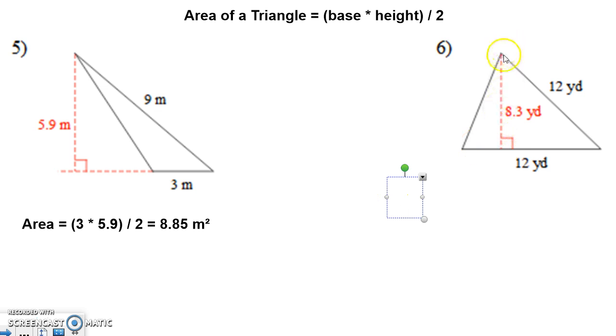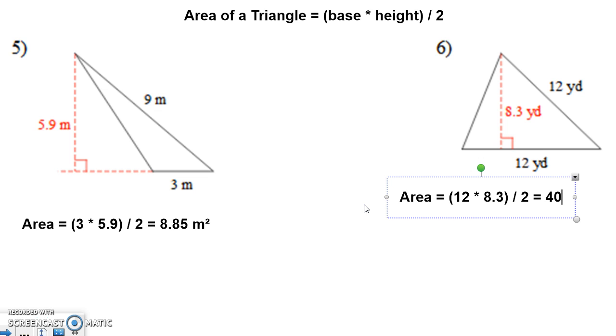For number 6, our height, how tall this triangle is, is 8.3 yards. And again, it runs into our base. It's perpendicular to our base, which is 12. So our area is going to be our base, which is 12, times our height, which is 8.3. So in your calculator, do 12 times 8.3, hit equals, and then we're going to divide that by 2. When you do that, you should get 49.8 yards squared. Again, if you want to type it all into your calculator at once, you're going to have to type it exactly how I have it typed out here with the parentheses.